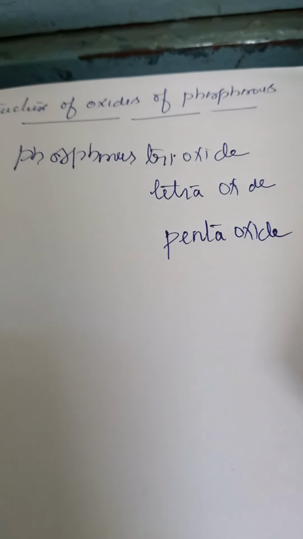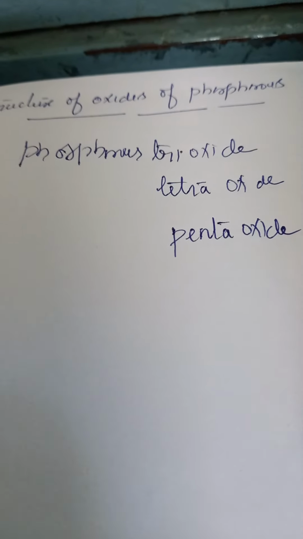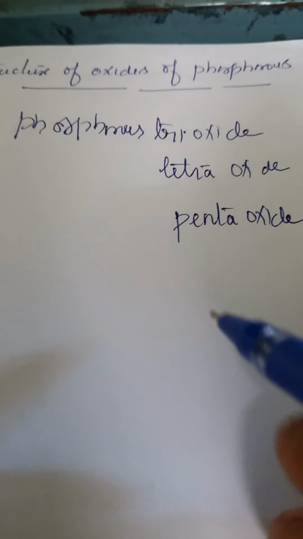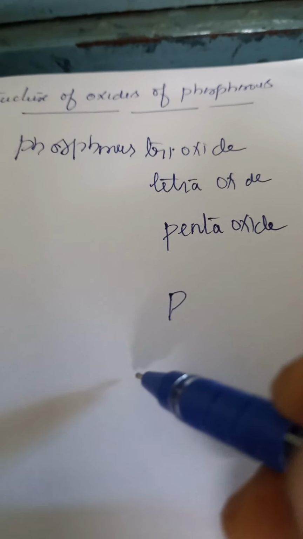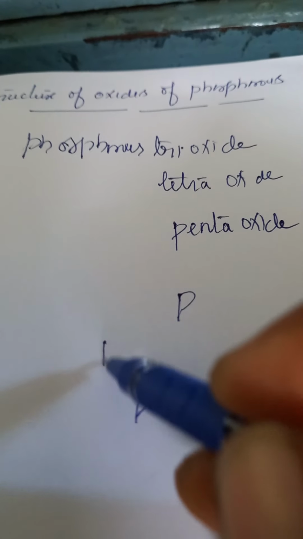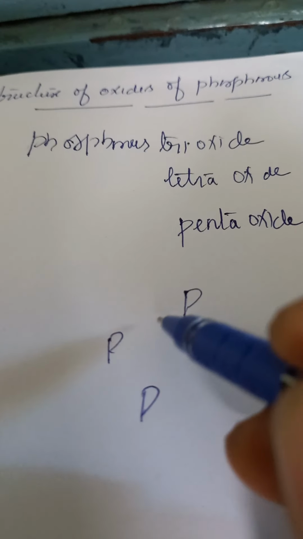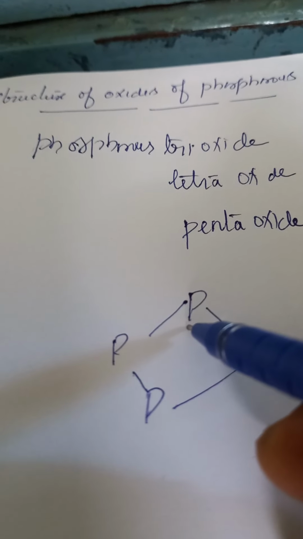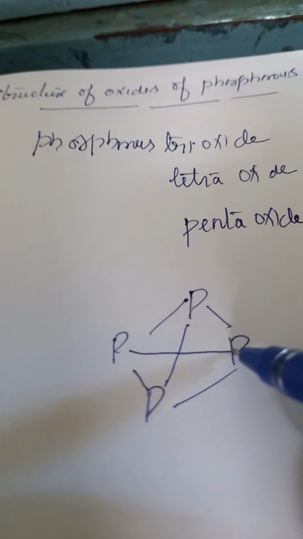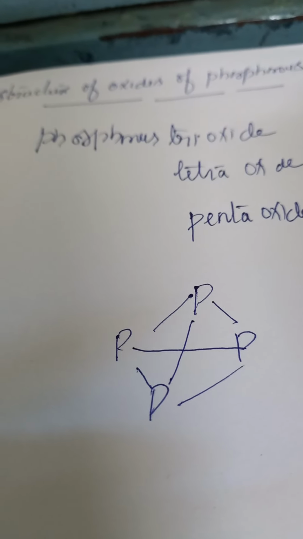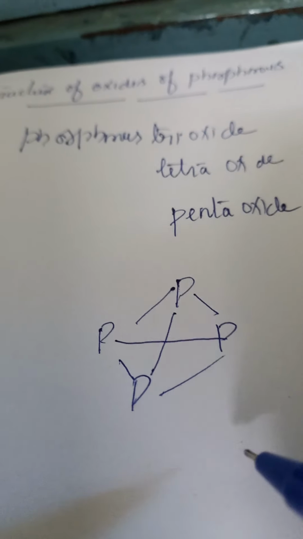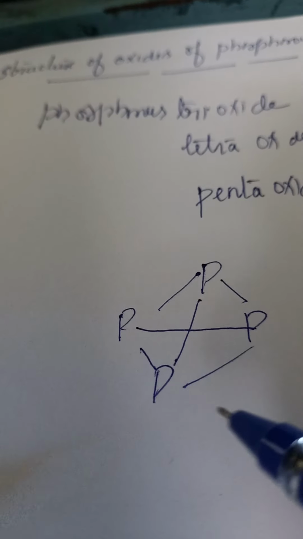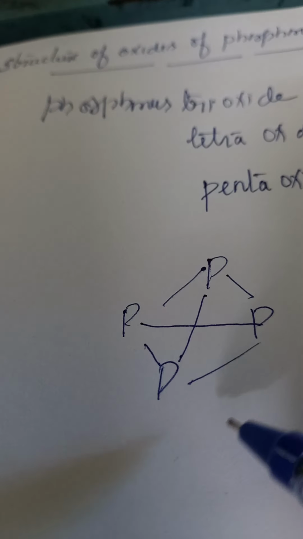So generally P4 is in tetrahedral shape. Already we have learned in allotropes of phosphorus, white phosphorus is in tetrahedral shape. That is 4 phosphorus, then 2 more phosphorus, tetrahedral shape, structure of white phosphorus. Bond angle is 60 degree, so more angle strain. To reduce the strain, it is more reactive, less stable.